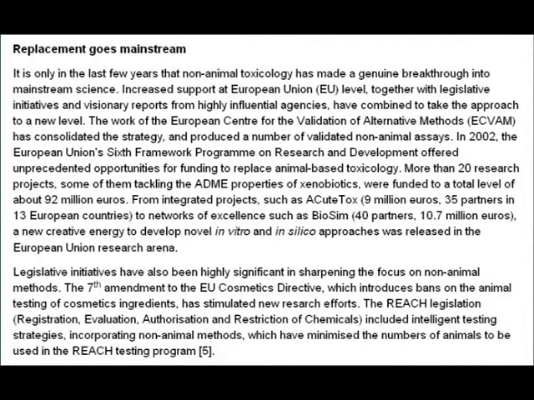The REACH legislation included intelligent testing strategies, incorporating non-animal methods which have minimised the number of animals to be used in the REACH testing programme. Why don't you think the government is giving a lead? I think the government has completely lost its way on the whole issue of animal experiments.